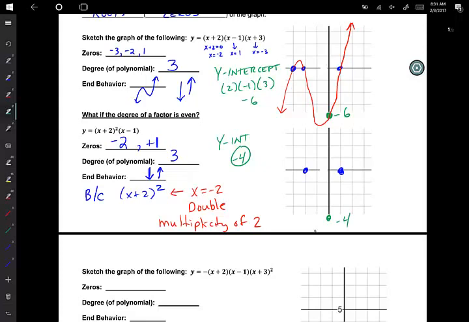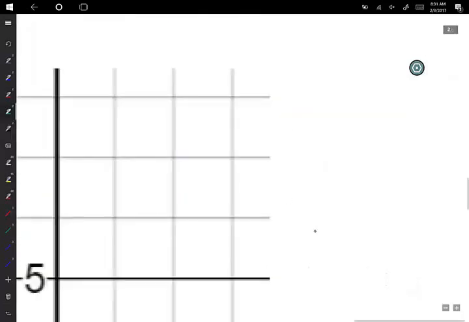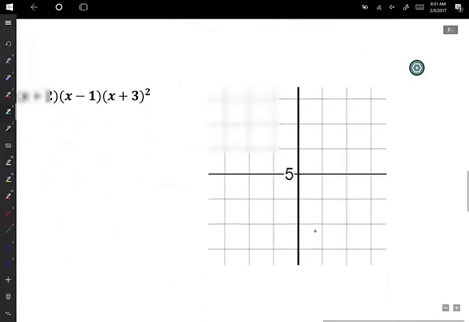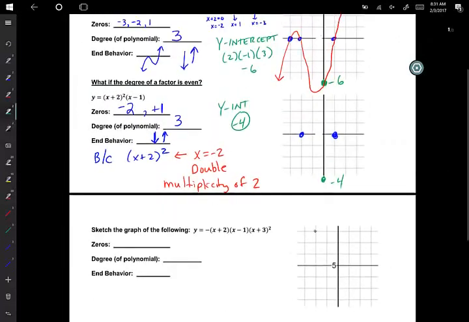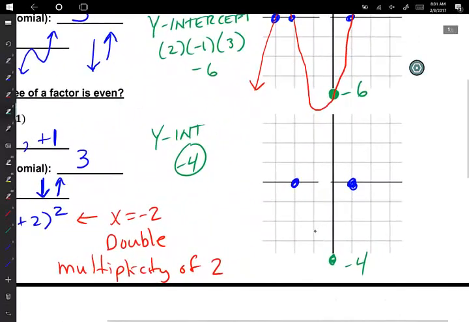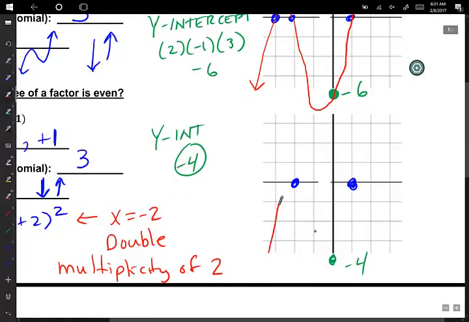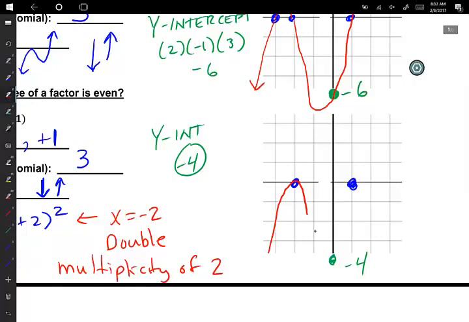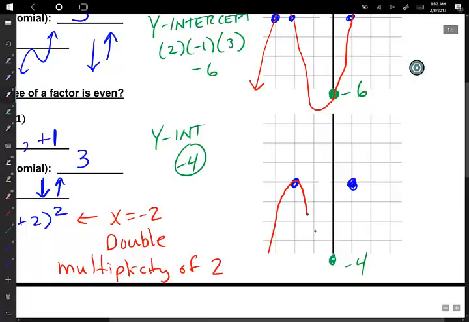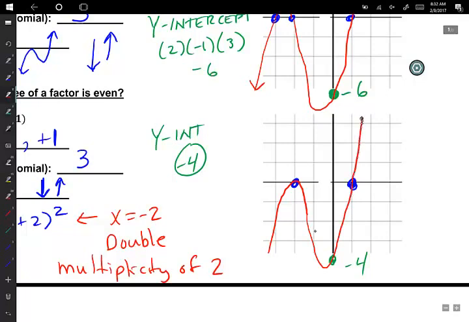We're going to start down low, and we're going to go up to -2. We're going to touch it and go back down, because that's what you do with a double root. You go up, but you don't go through. You just go back down. Now we're going to come back down through here to -4, and then cruise back up.